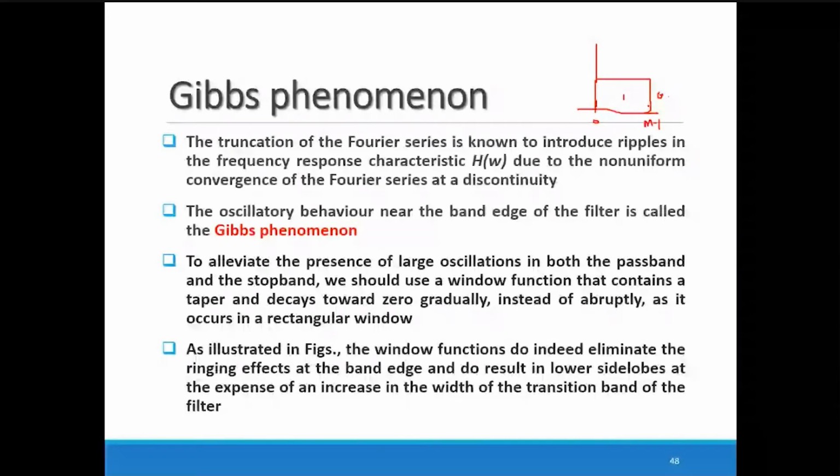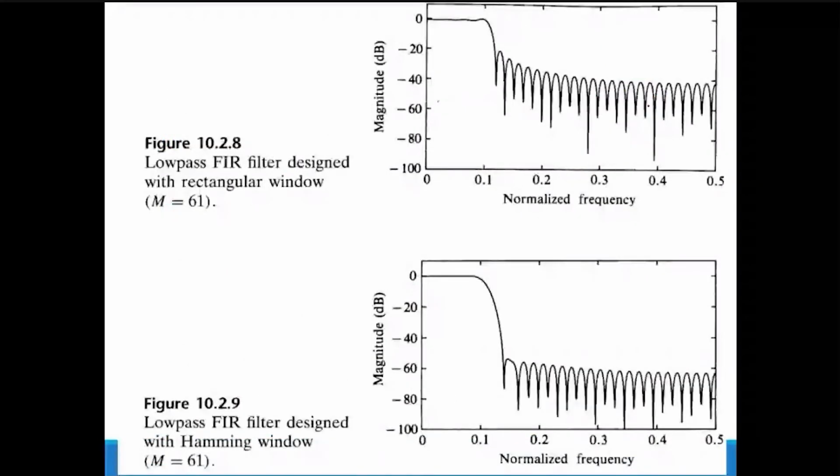As illustrated in the figures, the window functions do indeed eliminate the ringing effects at the band edge and result in lower side lobes, at the expense of an increase in the width of the transition band of the filter. Let me show you this. Low pass filter designed with rectangular window. Here we are taking M equal to 61. The first one is the low pass FIR filter designed with the rectangular window.